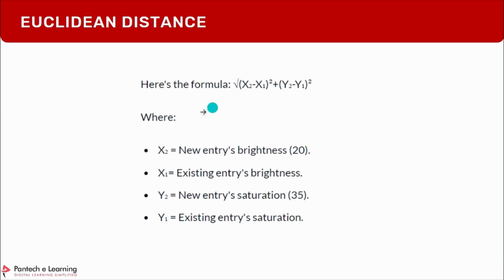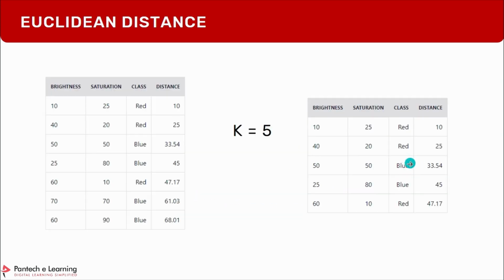This is the formula. x2 will be the new entry's brightness, which is 20, and y2 will be the new entry's saturation, and this formula is applied here.